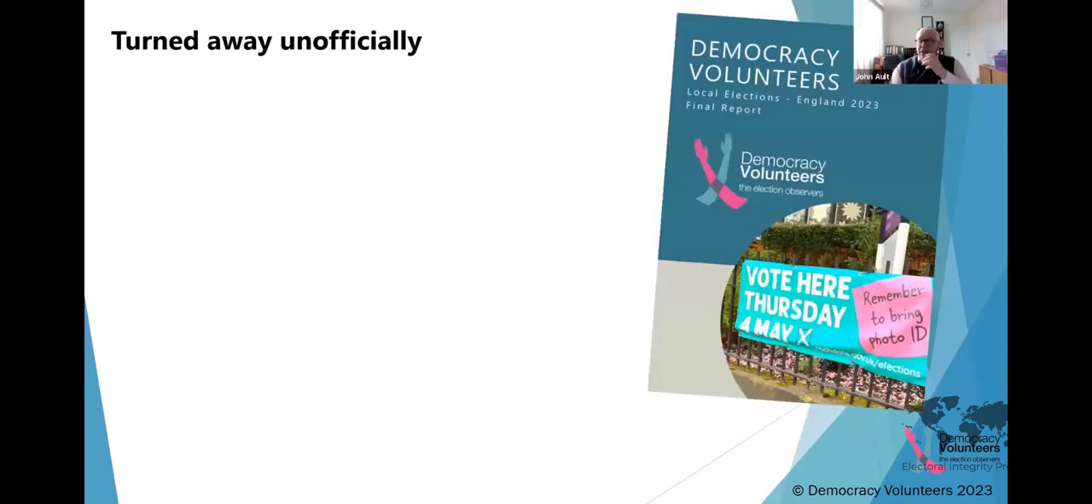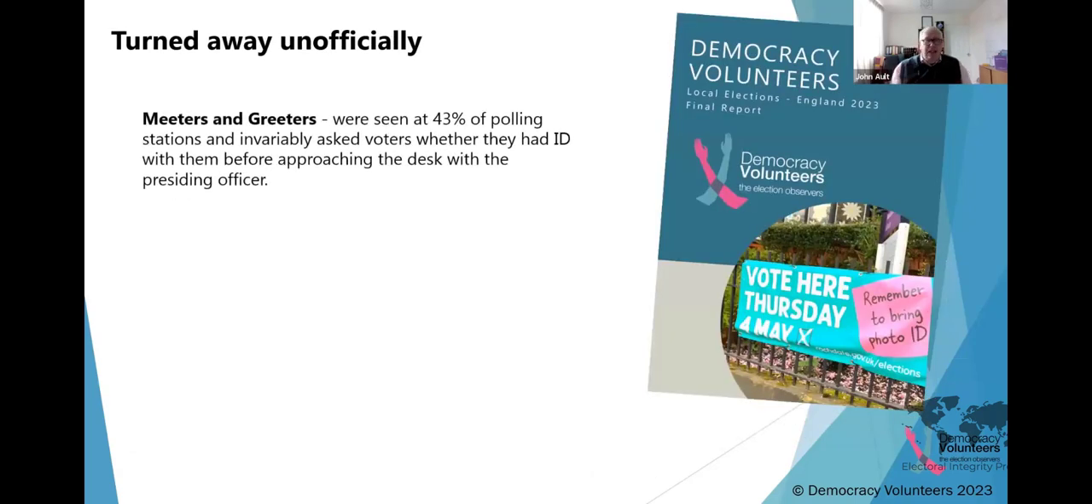So, as you can see, there are also some other considerations that others have raised. We saw meeters and greeters at 43% of polling stations, and they invariably asked voters whether they had ID with them before approaching the desk. So there were some, what we called in our report, soft turnaways. Essentially, people who were turned away long before they got to the official form that was produced by the Electoral Commission to record those people being excluded.